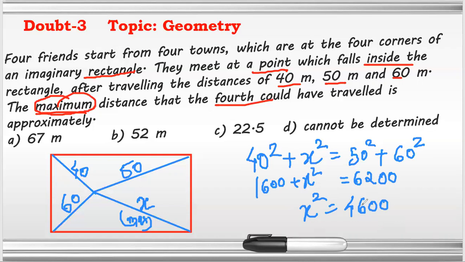Now the closest square, this is a very obvious thing now. Which is the closest square near to this? It should be above 60, as 60 square is 3600, and below 70, as 70 square is 4900. So the answer has to be 67. If you calculate the approximate value, it comes out to be 67. I hope this question is clear. Thank you.